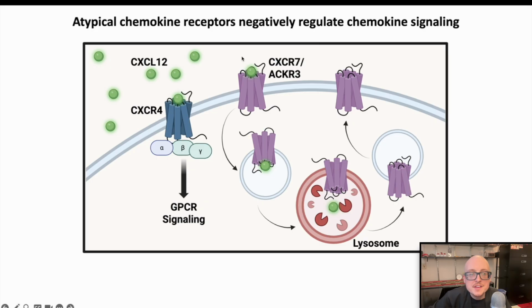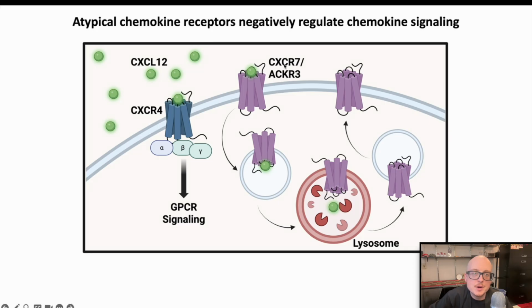We saw before that CXCL12 is a chemokine ligand which binds to the typical or traditional chemokine receptor known as CXCR4. The atypical receptor for CXCL12 is known as CXCR7, which more recently has been renamed ACKR3 for atypical chemokine receptor 3. But these names are functionally interchangeable. They represent the same molecule. For simplicity, I will probably just say CXCR7.